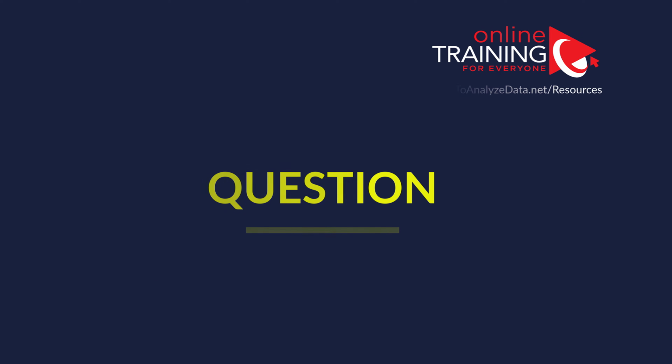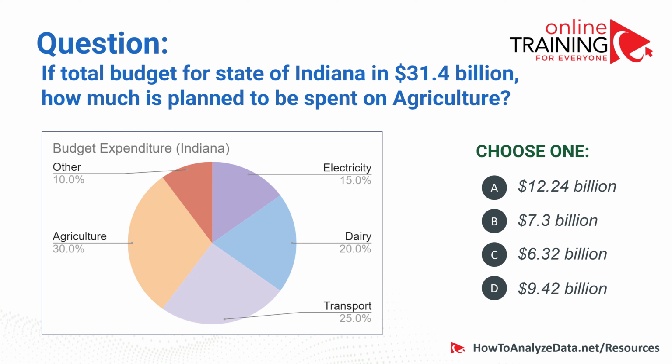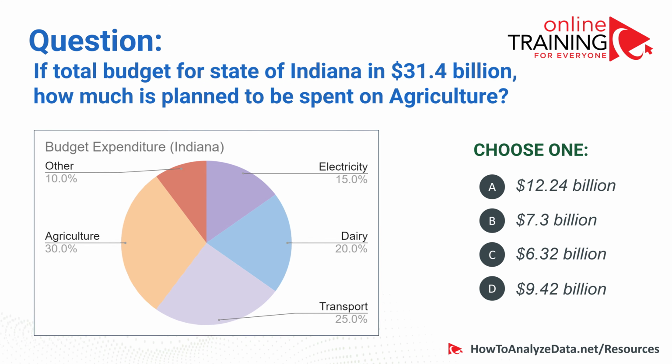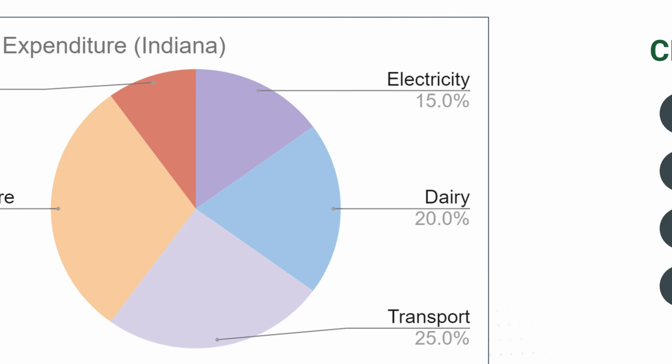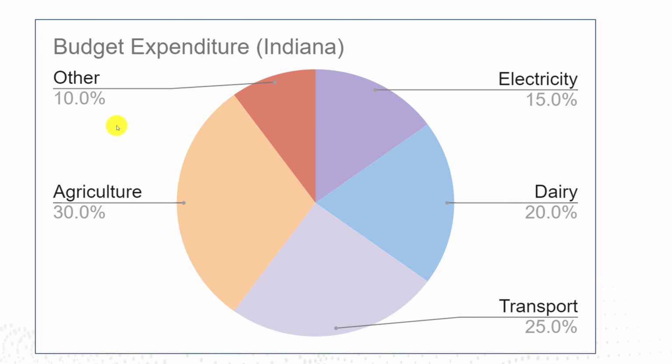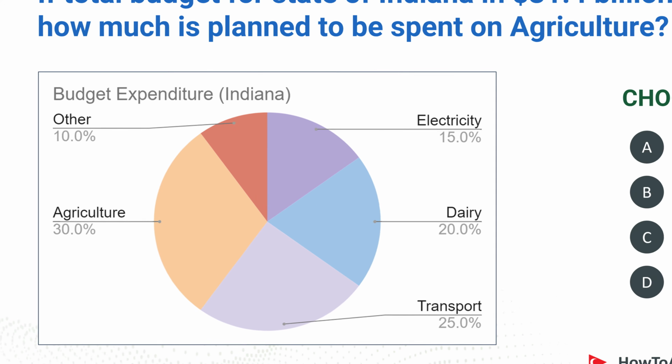Now let's look at the question which tests your knowledge of percentages and logical reasoning, and frequently used as part of math reasoning, abstract reasoning, numerical reasoning, and logical reasoning tests. If total budget for the state of Indiana is $31.4 billion, how much is planned to be spent on agriculture? And you have four choices: 12.24 billion, 7.3 billion, 6.32 billion, and 9.42 billion. And you have a chart which shows different percentages for different types of expenditures. Which one do you think is the right choice here?